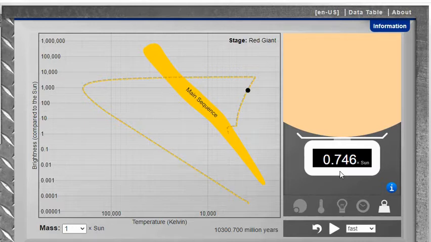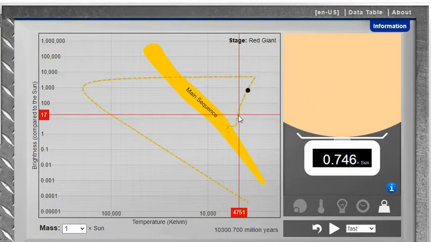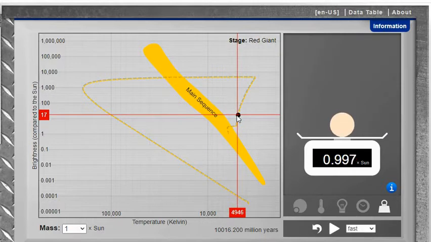Anyone know why that would be? Why would it lose so much mass? And look at the size of it here compared to its size here. Why would it lose mass as it gets bigger? Nobody?